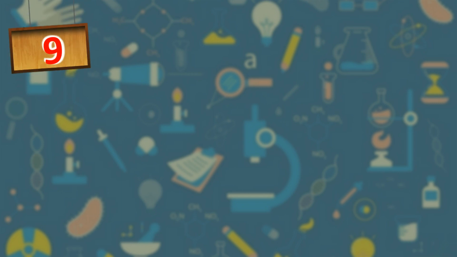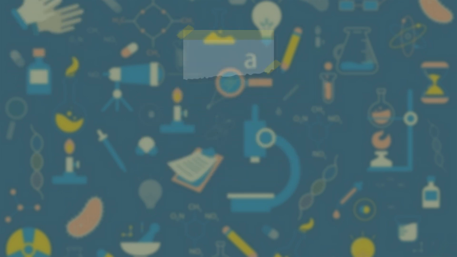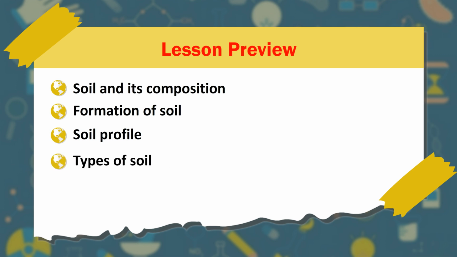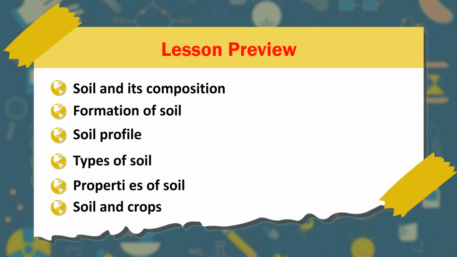Chapter 9. Soil. Lesson Preview. Soil and its composition. Formation of soil. Soil profile. Types of soil. Properties of soil. Soil and crops. Soil erosion.